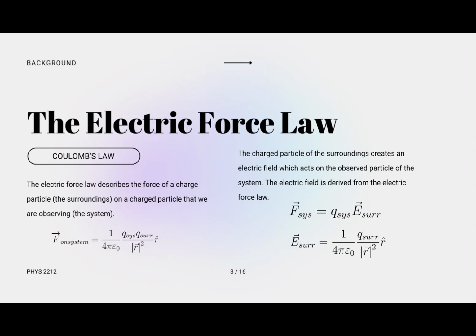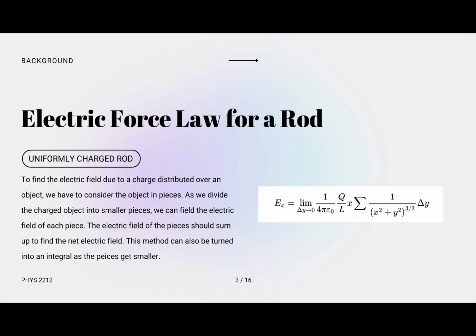The electric force law describes the force of a charged particle, the surroundings, on a charged particle that we are observing, the system. The charged particle of the surroundings creates an electric field which acts on the observed particle of the system. The electric field is derived from the electric force law.